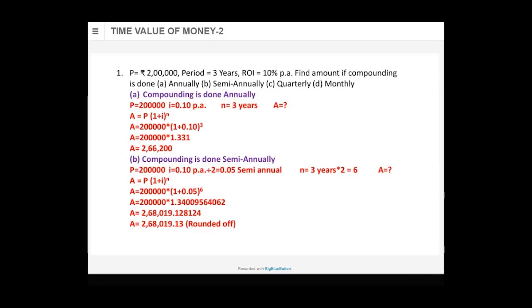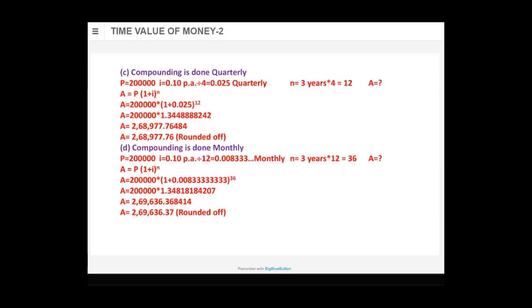Earlier answer was 2,66,200. This answer is 2,68,019.13, more, because it is compounding semi-annually. Okay, so it will become more. Quarterly, it will be more than 2,68,019.13, and monthly it will be still more. You reduce the compounding period, and the final amount or accumulated amount will increase.